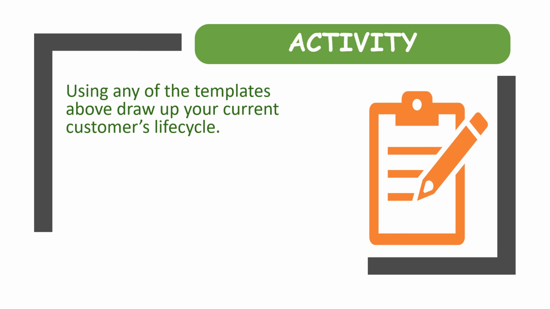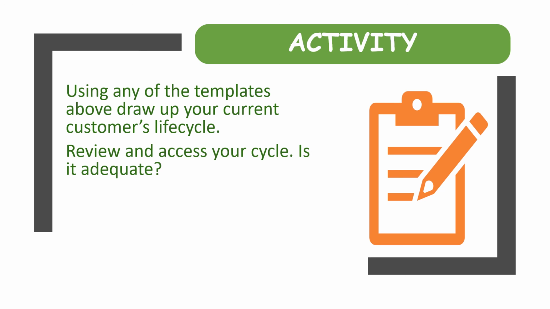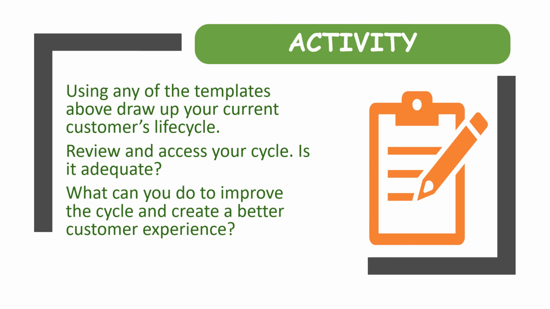So draw up your customer life cycle and analyze it. Review and assess your cycle and ask yourself, is it adequate? What can you do to shorten the time frame in between any of the loops? And then how do you improve it? How can you create a better customer experience? Looking at your feedback, is there any negative feedback? What do you need to do to change that negative feedback?